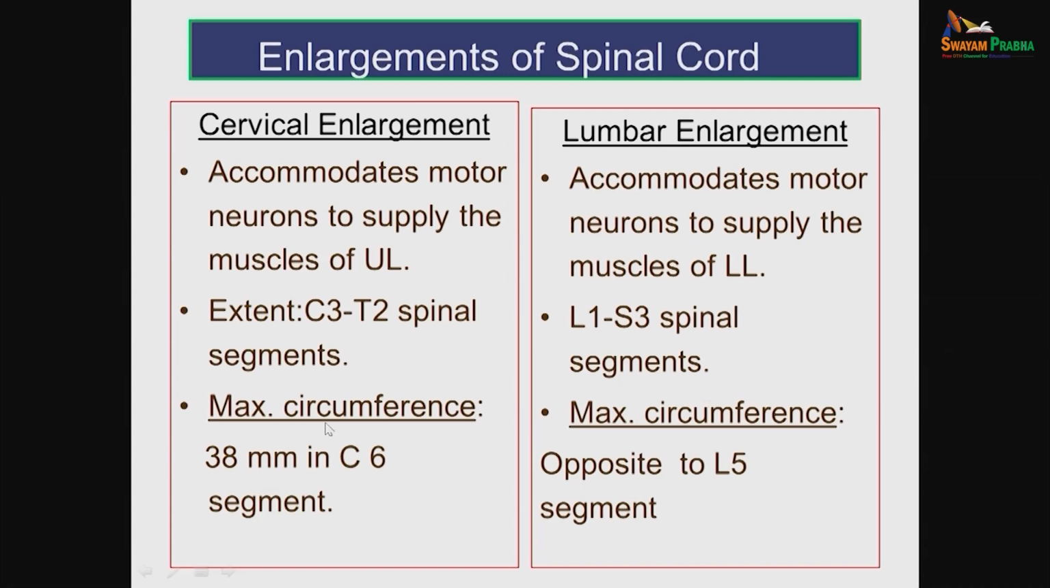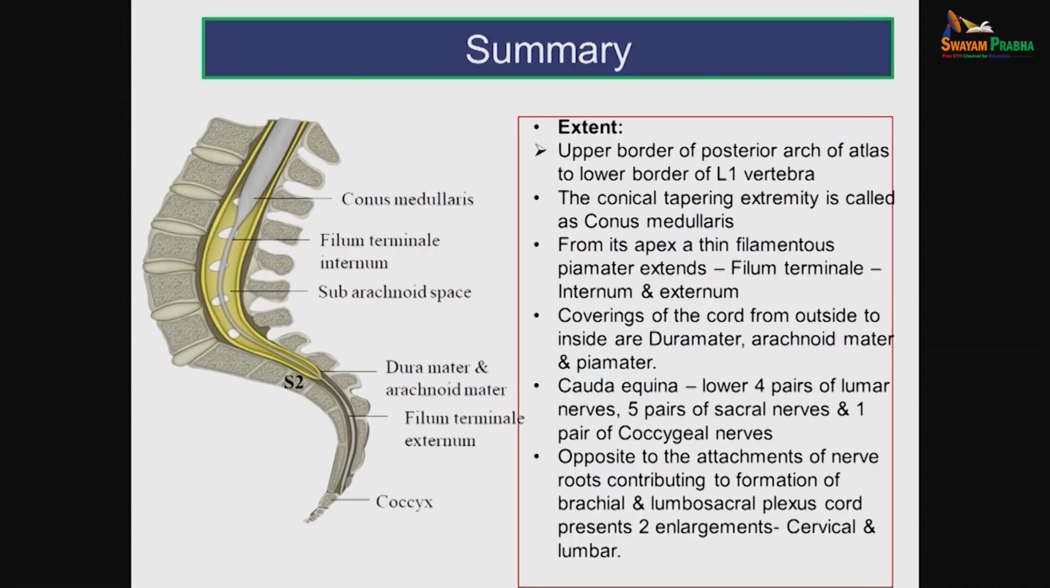If you look at the maximum circumference, it is 38 millimeter in C6 segments for cervical enlargement, and for lumbar enlargement, maximum circumference is opposite to L5 segment. These are the two enlargements of the spinal cord. So, we will summarize what we have learned till now.